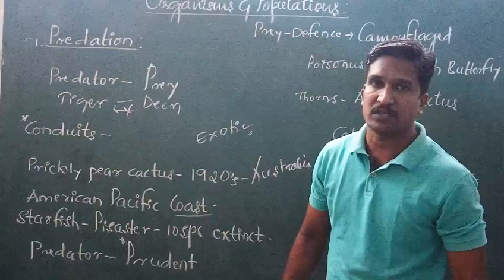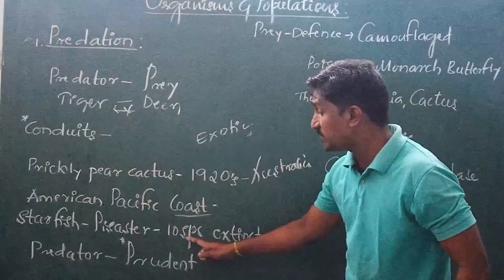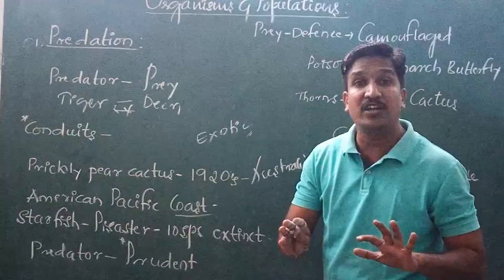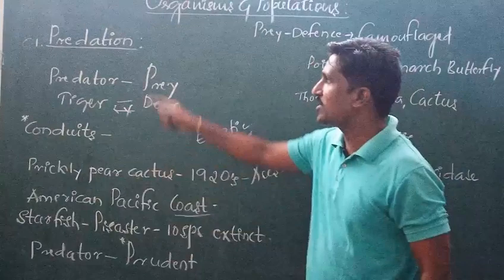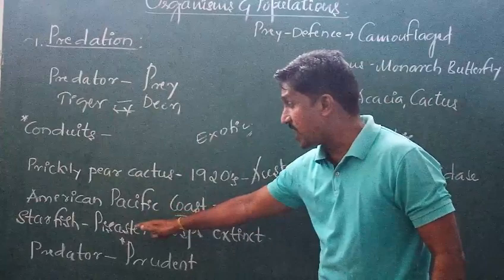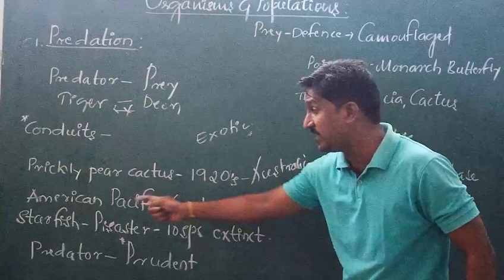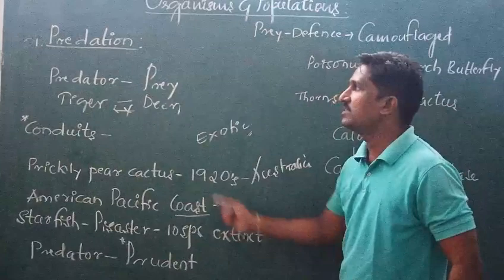After 1 year, when they see 10 different species of that area become extinct, what does it mean? It means a predator is helpful for the distribution of species. That is the second importance of predation. Understand, this starfish is interacting with 10 different species, and without interaction with the starfish, these 10 different species died, so those become extinct. That is the prey and the predation.